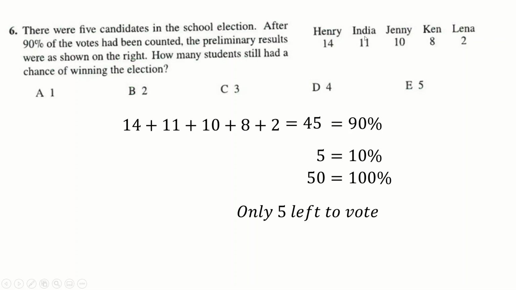India can also win, because I assume she could go up 5 to get to 16, which would beat Henry. Jenny could also go up by 5 to beat Henry, assuming these people don't get any votes, and so these 3 can go up, but those 2 can't, so there's 3 people who can possibly win this election.